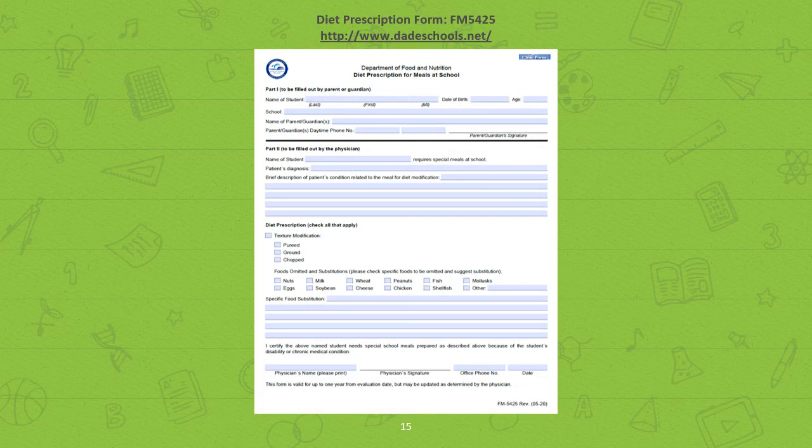Diet prescription form. District level guidelines at elementary and secondary schools. Responsibility. The food service manager or satellite assistant must be made aware by school administration of any student that has a food allergy, the severity of that food allergy, symptoms of an allergic reaction, and how that child should be treated for an allergic reaction.